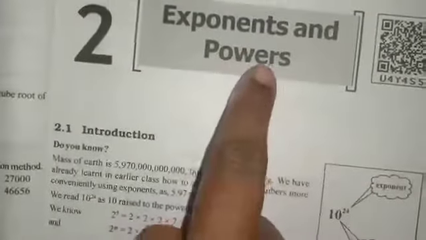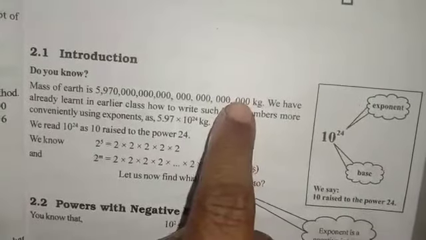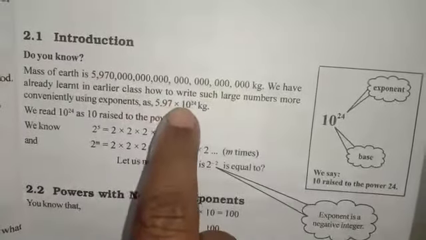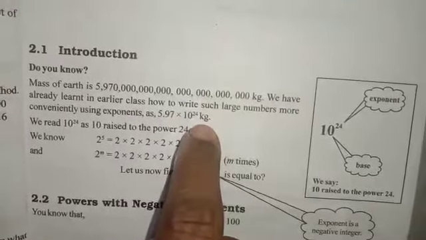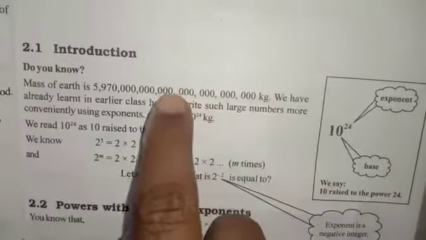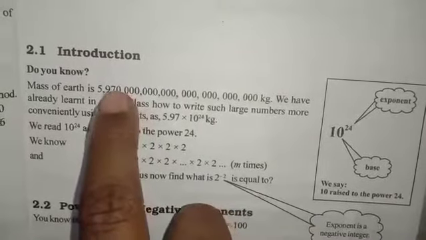Today's topic is exponents and powers. You know, the mass of the Earth is 597 followed by 22 zeros, in kg. So how will you pronounce this? We can say 5.97 into 10 to the power of 24 kg, because 1, 2, 3, 4, 5, 6, 7, 8, 9, 10, 11, 12, 13, 14, 15, 16, 17, 18, 19, 20, 21, 22, 23, 24.